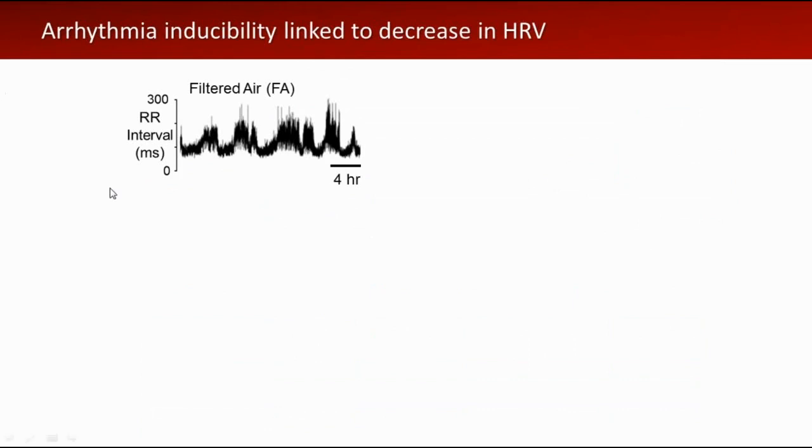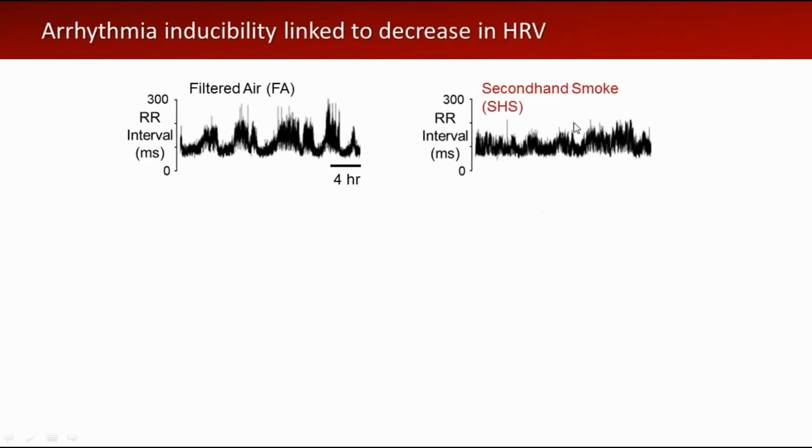Here you can see a representative tachogram from an animal exposed to filtered air. So this would look familiar to you. You see these nice swings. You see this variability. You can visually see it when you look at enough of it. And here is a tachogram from a mouse exposed to secondhand smoke. And hopefully what you can see just visually is this blunted tachogram where you don't really get those swings in the RR intervals anymore.